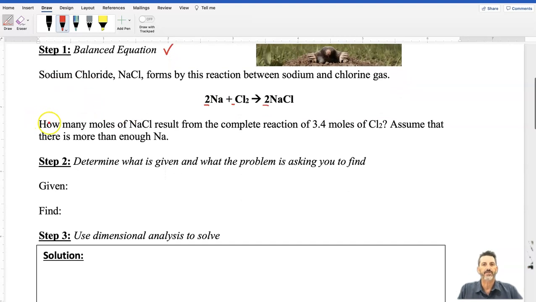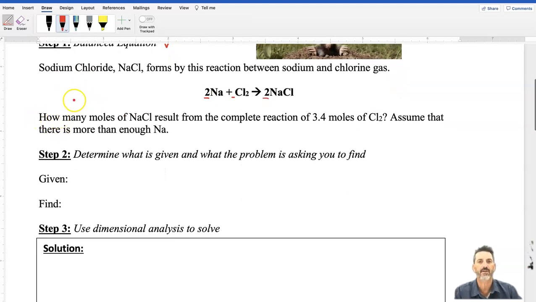So the next part is just to read through the question and pull out what's given and what to find. So how many moles of NaCl? So that's what I want to find. So I'm going to put question mark, moles of NaCl, sodium chloride. So that's what I want to get to.